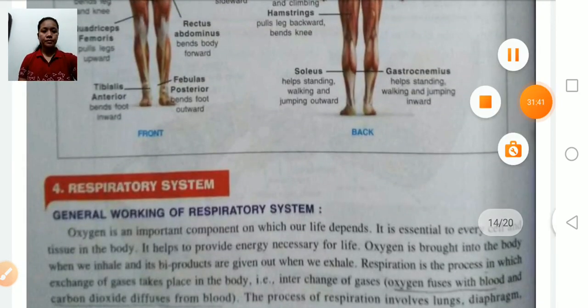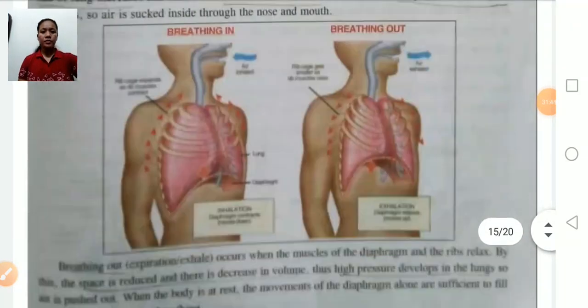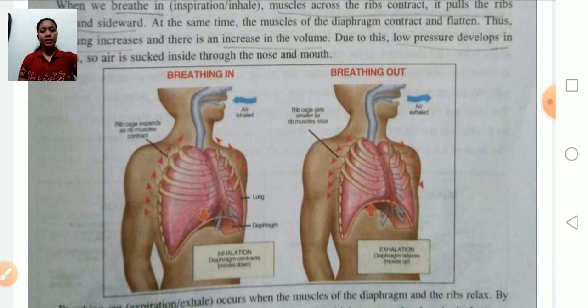And during respiration, when we breathe in, the muscles of the ribs come upward and the diaphragm comes downward, therefore the size of the chest increases and a low pressure develops in the lungs, therefore we inhale. And when we relax, the muscles of the ribs come inside and the diaphragm goes upward, therefore pressure develops in the lungs which causes the air to go out, and it leads to breathing out. This is the process of respiration.